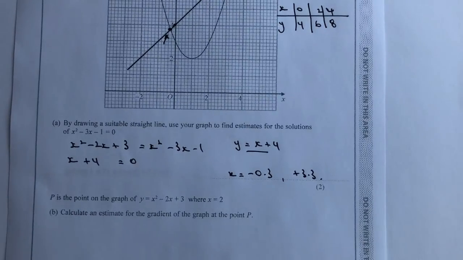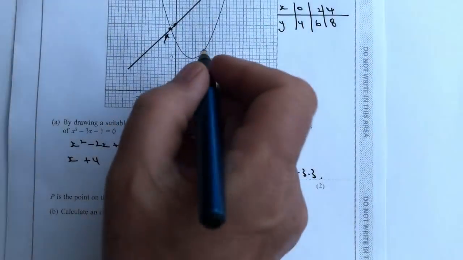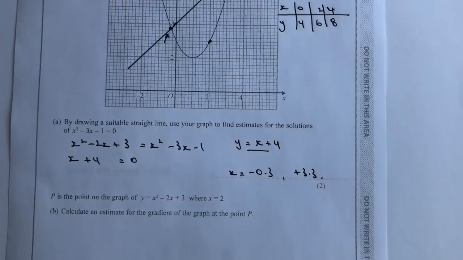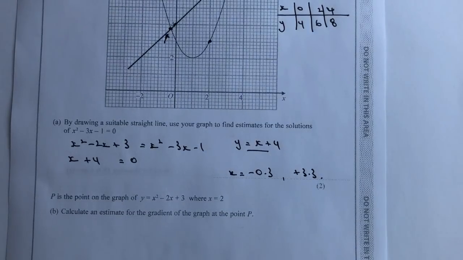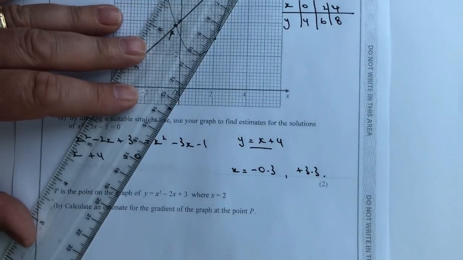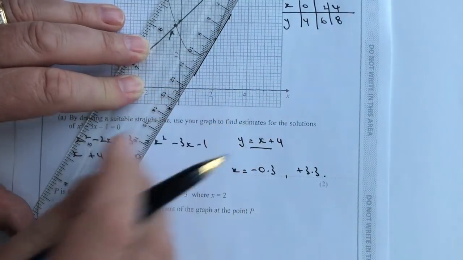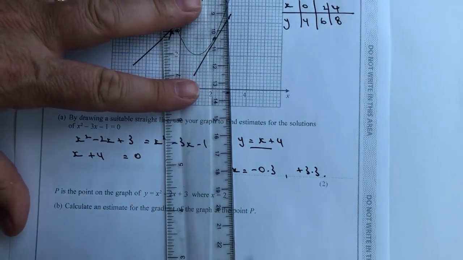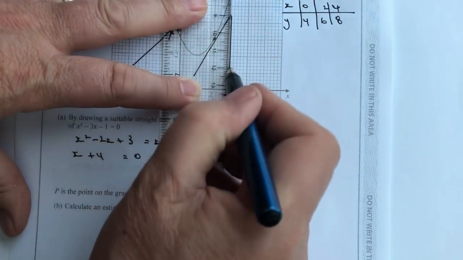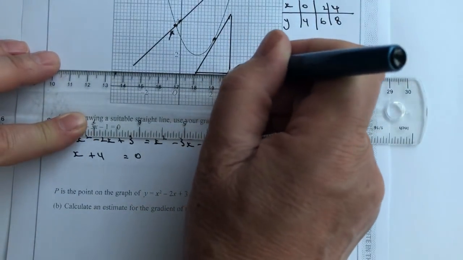Okay, next one says P is a point on the graph, which is back to our original graph, this one here, where x equals 2. Well, that must be this point here. Calculate an estimate for the gradient of the graph at point P. Really all we're doing is drawing a tangent at point P. Now, your tangent will be slightly different to mine, because it's on the video, it's just a little bit harder. But I can draw a little right-angled triangle here that will allow me to calculate the difference in y divided by the difference in x.